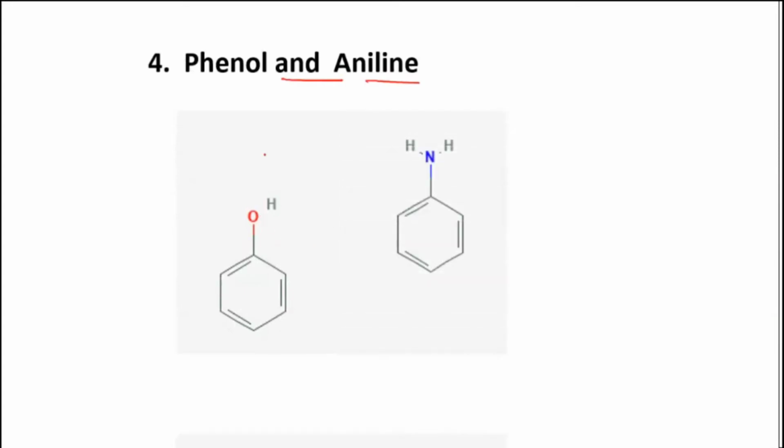structure here. Phenol is a benzene ring with an OH group. Okay, this is phenol. And aniline is where we have a benzene ring with an NH2 group. This is our amine group. The NH2 group is the amine group, and this is our alcohol group, the OH group.